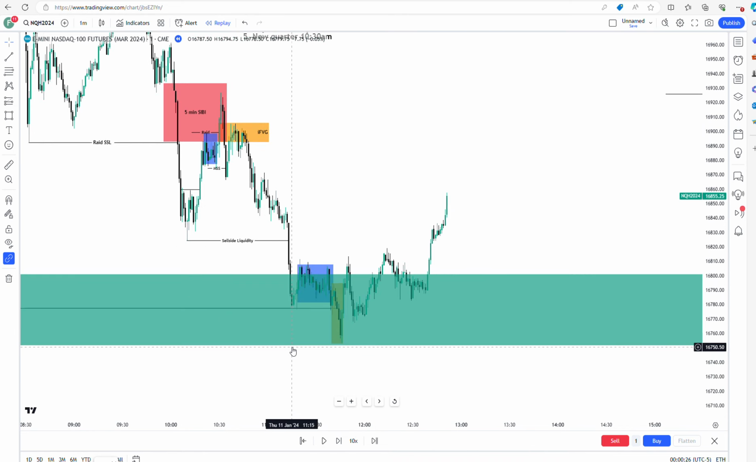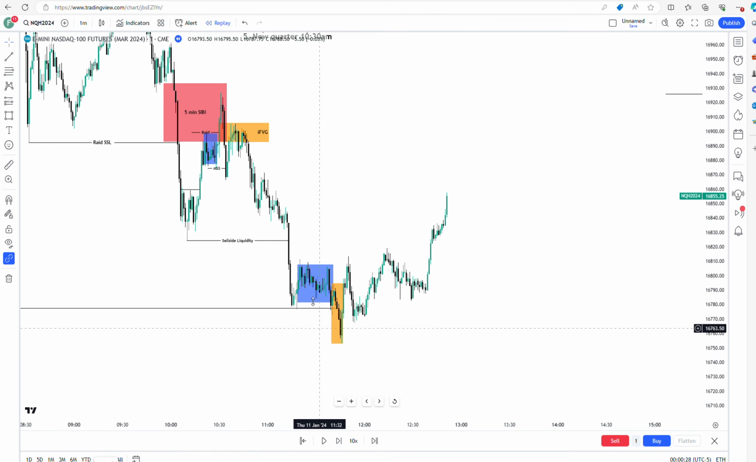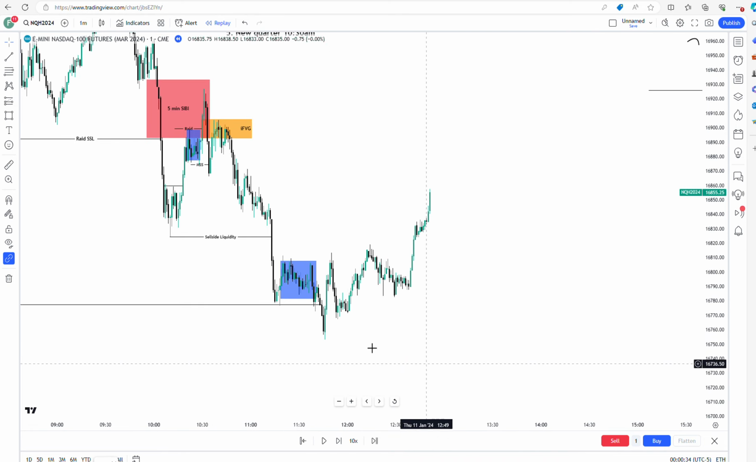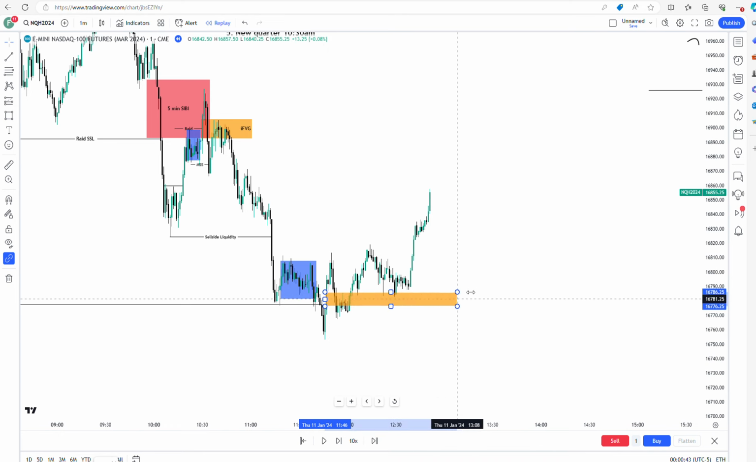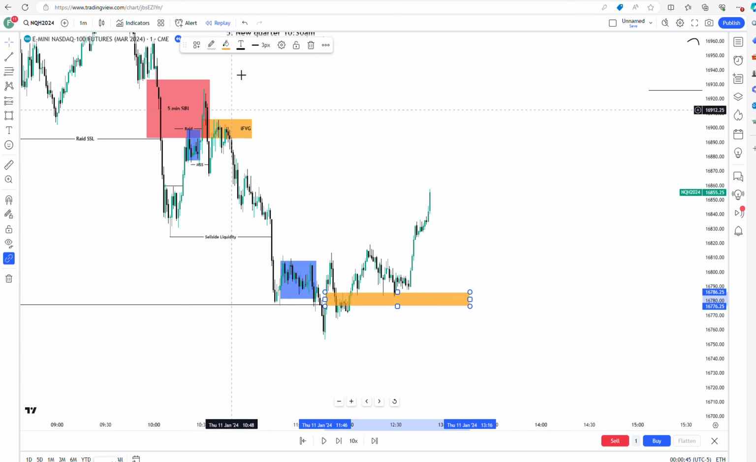Now, if you get rid of this, because we're already seeing what happens here: accumulation, manipulation, and then distribution to the upside. Where's your market structure shift and where's your return? Depends what your class is for market structure shift, but essentially we're using this bullish gap to move higher. This bullish gap.